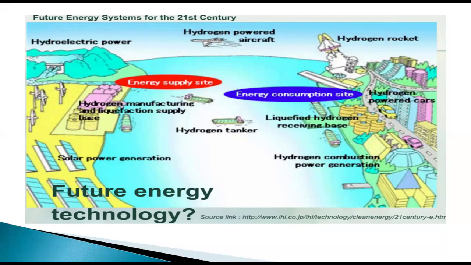Okay, so hydrogen tankers, hydrogen powered aircraft, hydrogen combustion power generation. This is called power generation, and the liquefied hydrogen receiving base like this. So this is one of the future energy source technologies. Hydrogen rockets, with hydrogen as the rocket fuel. Like this, we can generate the energy and use it in future technology.